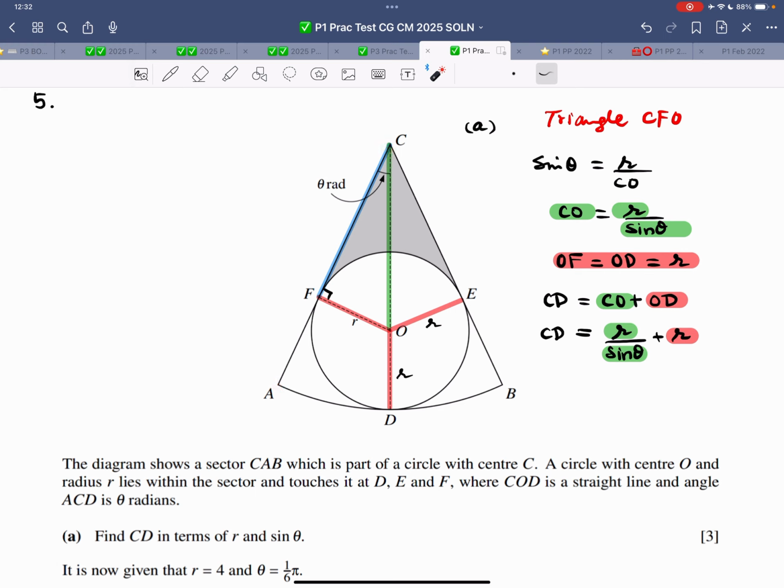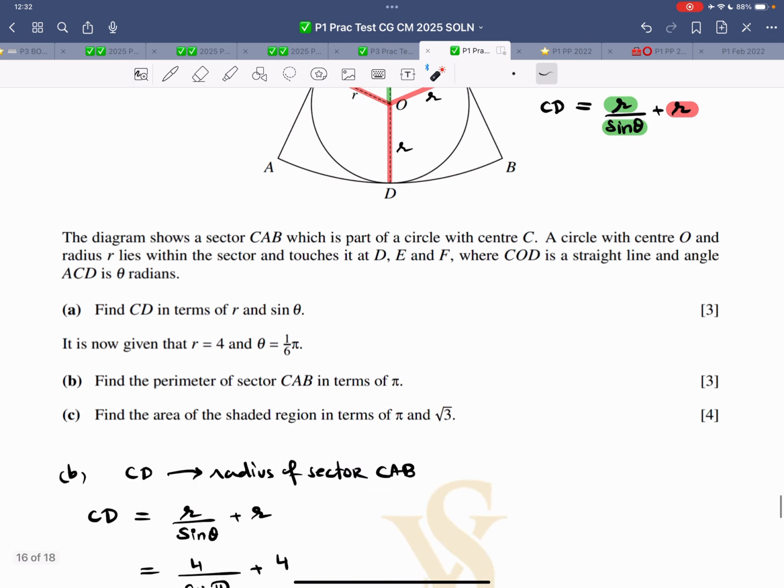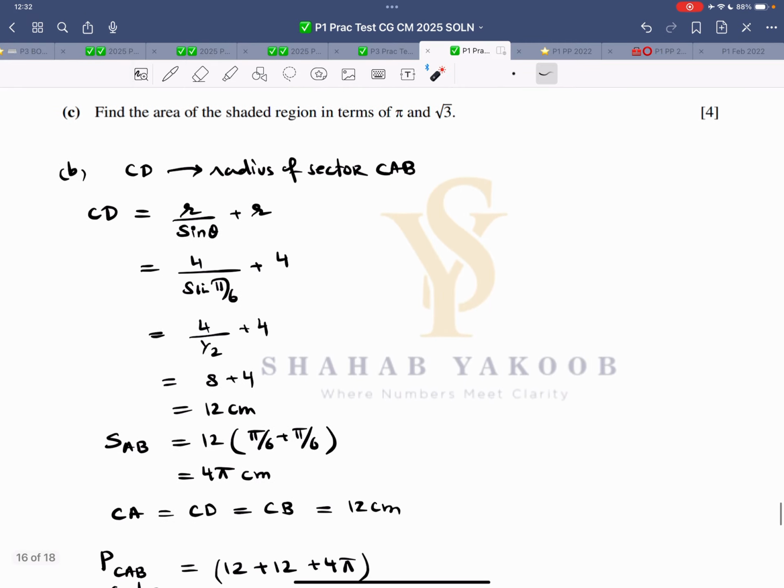CAB. That means we already have what CD is. So CD is given. If I plug in the value of R and theta, I'll find CD. If I use this angle as pi by 6, this is pi by 6, that is pi by 3. And I can use this radius so I can find this arc length. That is as simple as this. You just have to believe in that strategy.